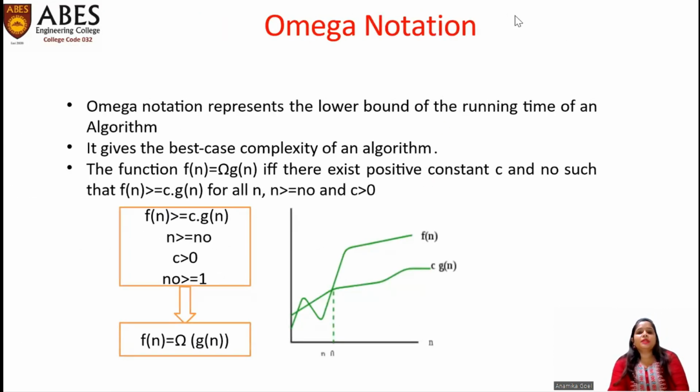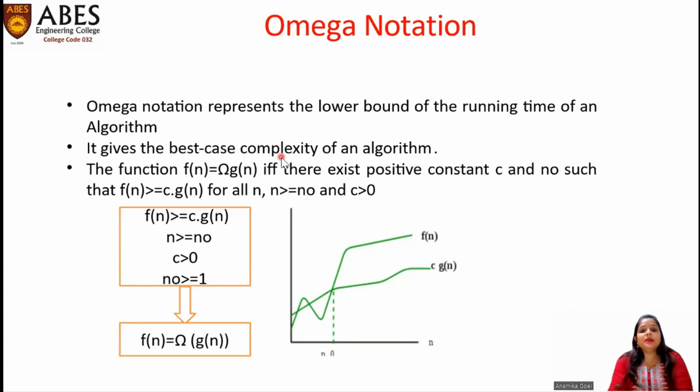Our next topic is omega notation. Omega notation is also known as the lower bound of an algorithm. Omega notation is basically used to represent the best case time complexity of an algorithm. Here, what is the meaning of best case? The meaning of best case is the minimum time an algorithm takes.